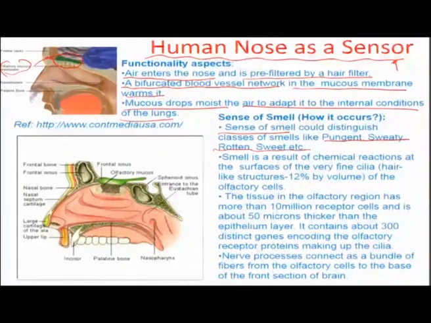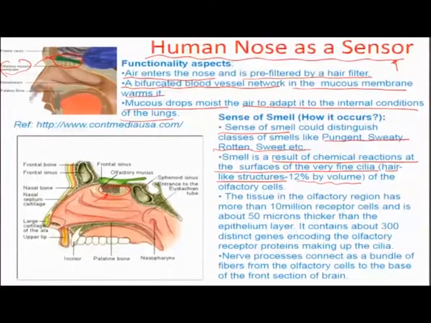If we want to look at that, we see that smell is a result of chemical reactions at the surface of very fine hair-like structures, otherwise known as cilia, which are present on the surface of the olfactory mucous membrane and occupy around 12% by volume of the surface. They are so densely populated on the surface of this olfactory membrane that such hair-like cilia have thousands of chemical reactions going on.